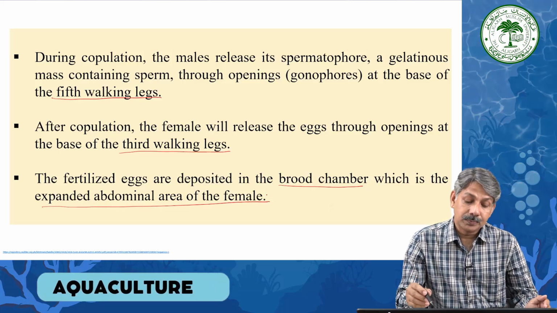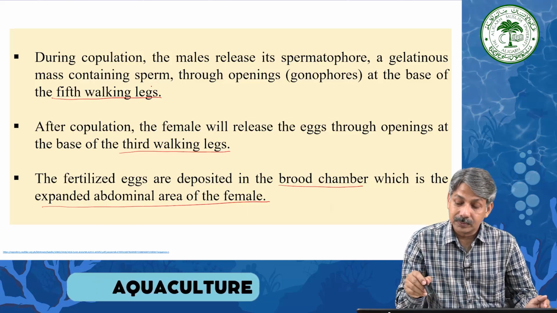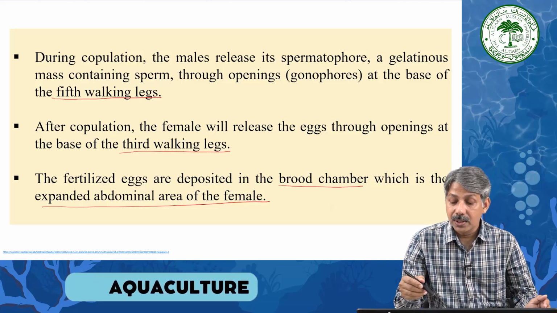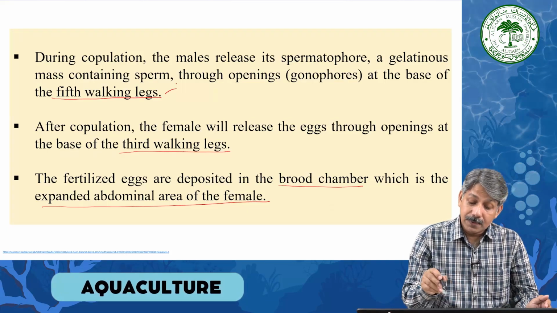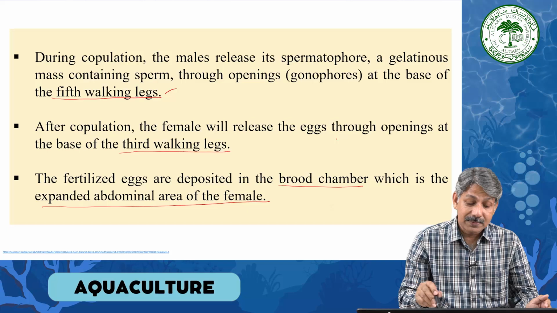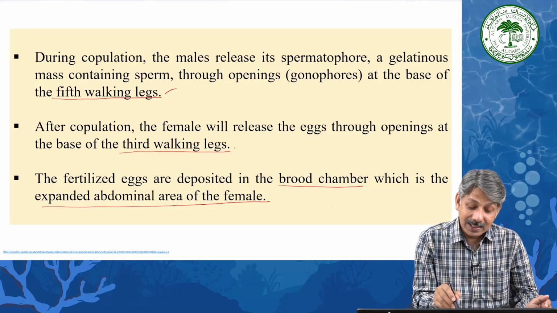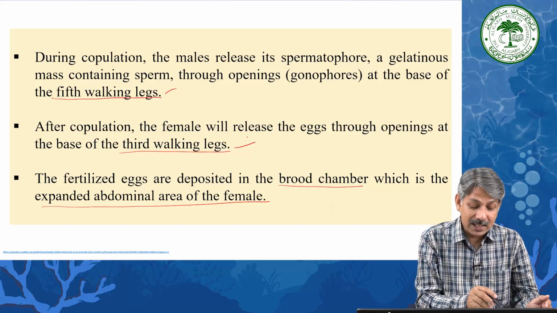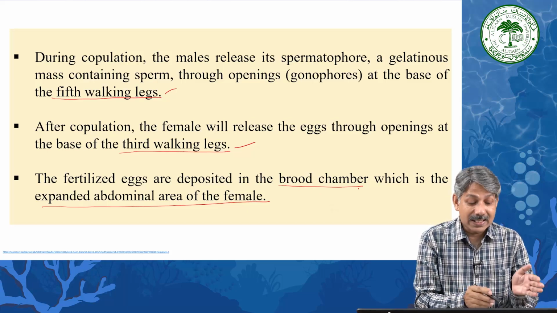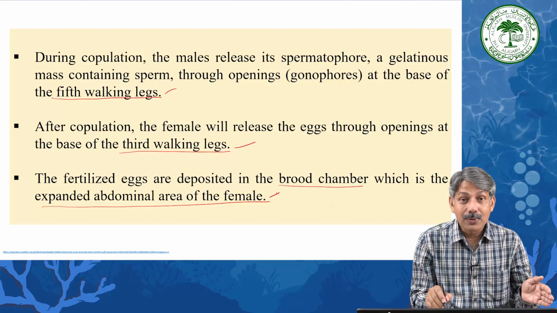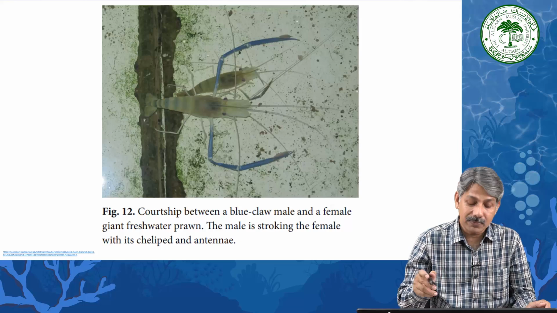So the male releases a gelatinous mass containing sperm at the base of the fifth working legs. After copulation, the female will release the eggs through openings at the base of the third working legs, and the fertilized eggs are deposited in the brood chamber, which is the expanded abdominal area of the female. So these are the three major steps during spawning and fertilization.